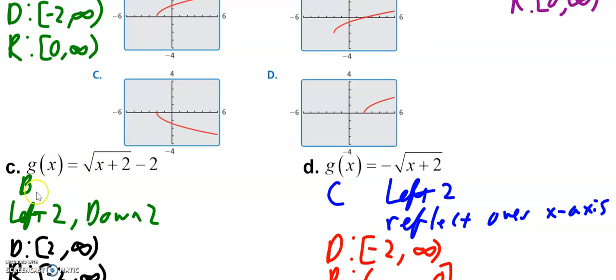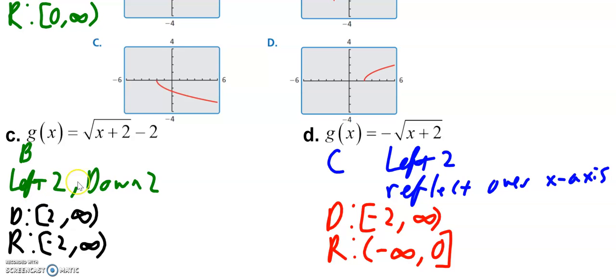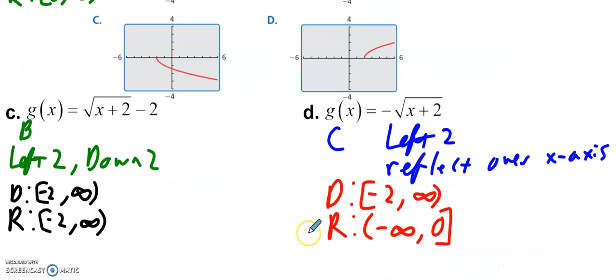Equation C, this matched with graph B. It went left 2 and down 2. So the domain, I miswrote, is -2 to infinity, and the range is also -2 to infinity. So I went left 2 and down 2.